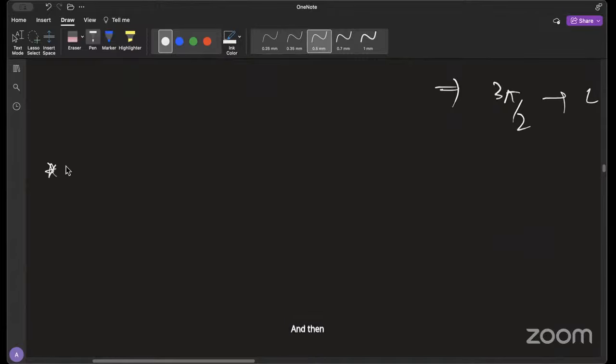And then we have global maxima. Just 1 second.